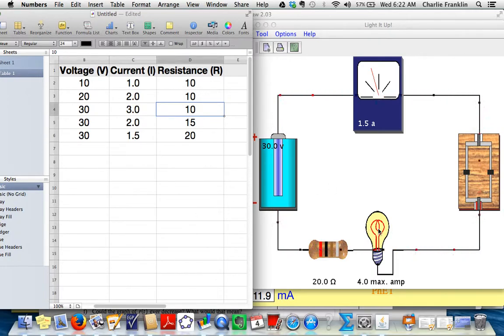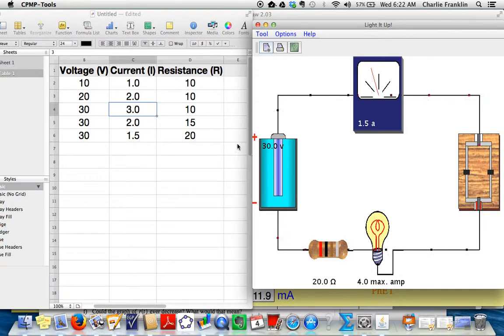Of course, with the light bulb here, what we want to do is make it as bright as possible. So looking at some of our settings, the current was highest when I had the voltage at 30 and the resistance at 10. So let me go back to those values.